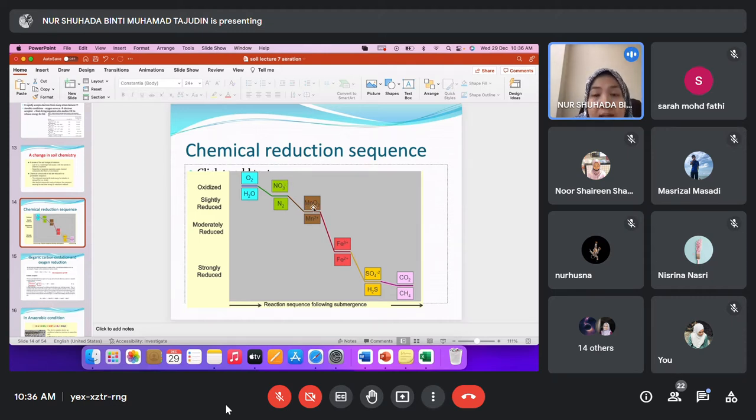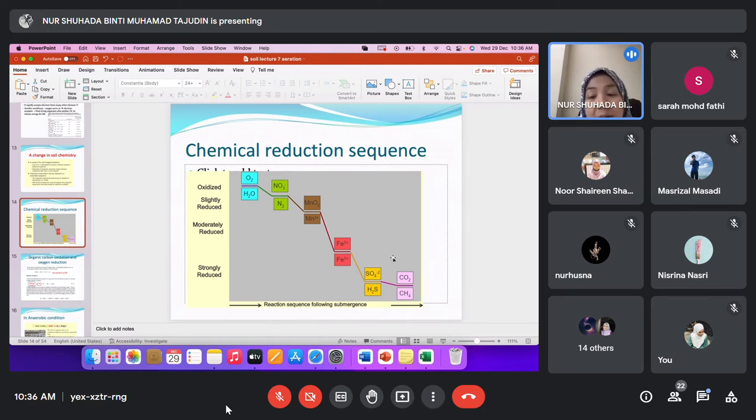Then there is manganese oxide. The electrons attack manganese oxide and reduce it to Mn2+. Then when there is no more oxygen, it attacks Fe3+, then sulfate, and the last one is carbon dioxide. It attacks in stages. That's why this graph shows a sequence following submergence. The elements attacked first are oxygen, followed by nitrate, manganese oxide, iron 3+, sulfate, and lastly carbon dioxide.